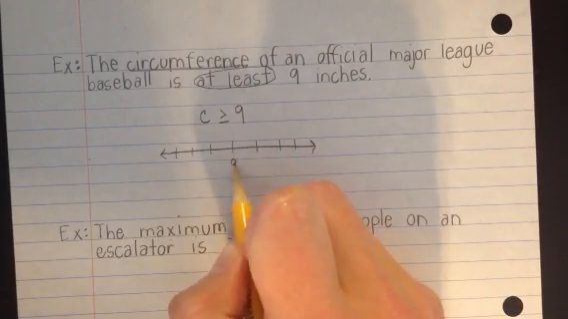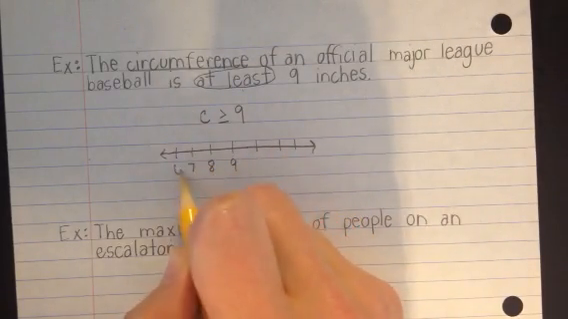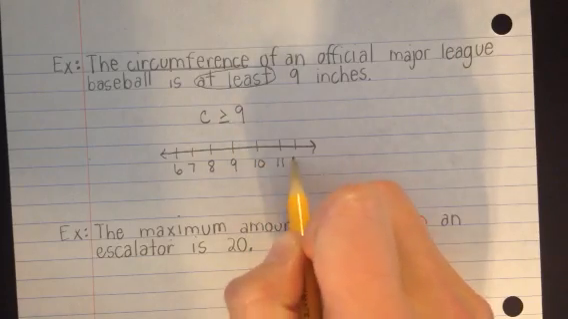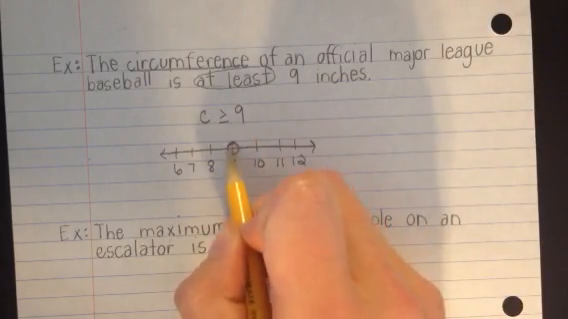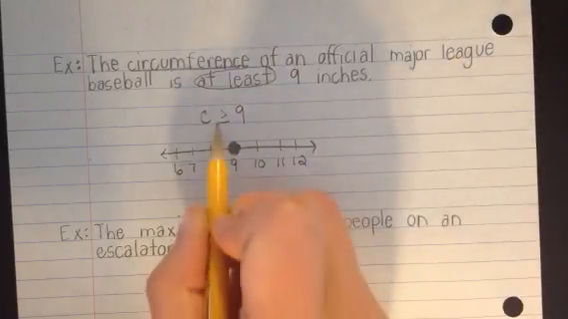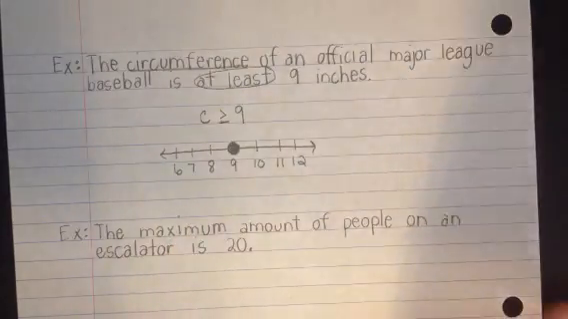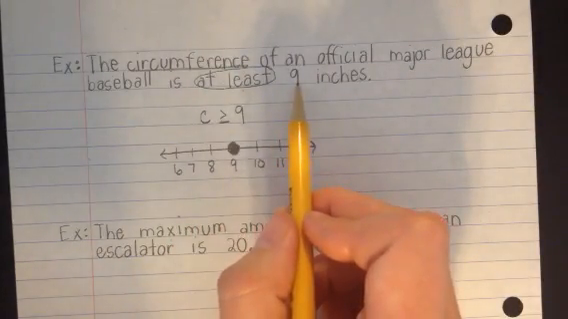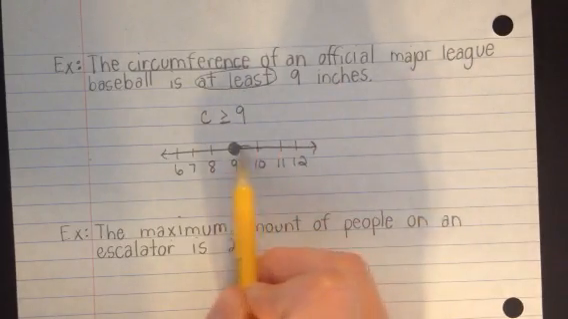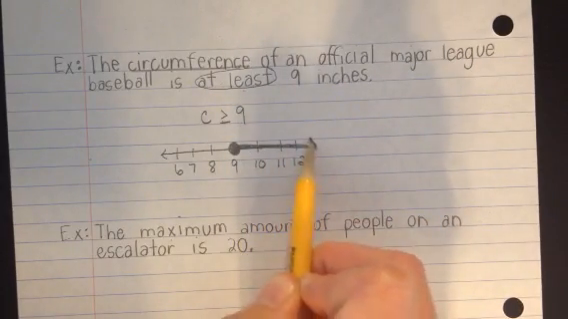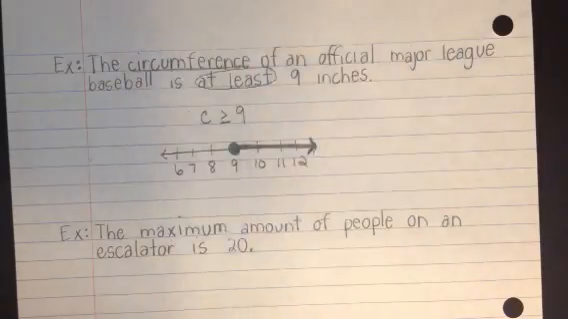And if I were to graph this on a number line, I'm going to put 9 about here. So this would be 8, 7, 6. This would be 10, 11, 12. Circle over 9, closed circle, because I've got the line underneath that says at least. That means it can be 9 inches or greater. I'm going to shade in the direction of the right.